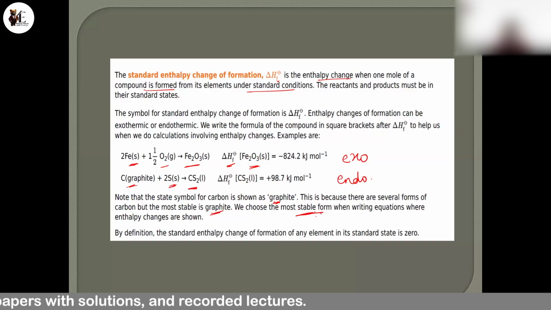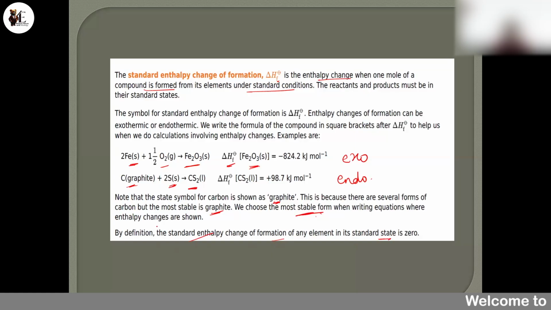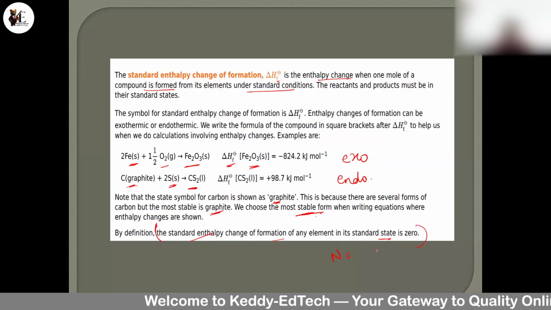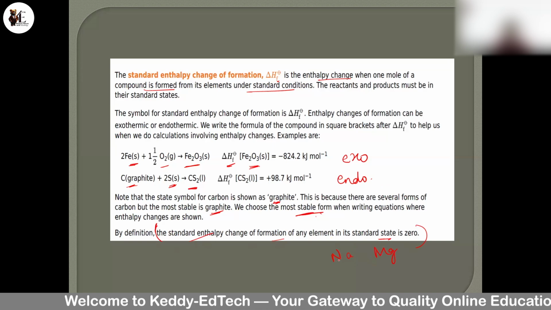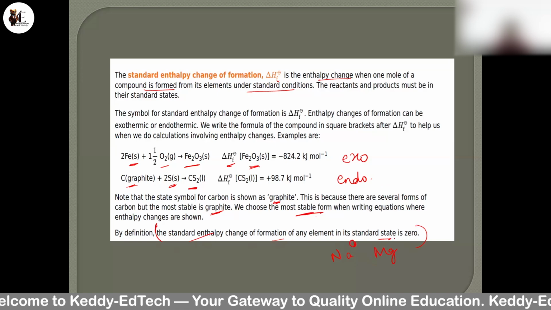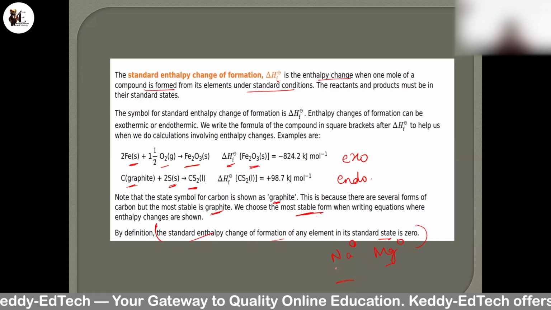When writing the equation for the standard enthalpy change of formation, by definition, the standard enthalpy change of formation of any element in its standard state is 0. So this line is very important. This will help you in solving the numericals. The standard enthalpy change of formation of any element, for example sodium or magnesium, if it is in its standard state, is 0. Is it clear?